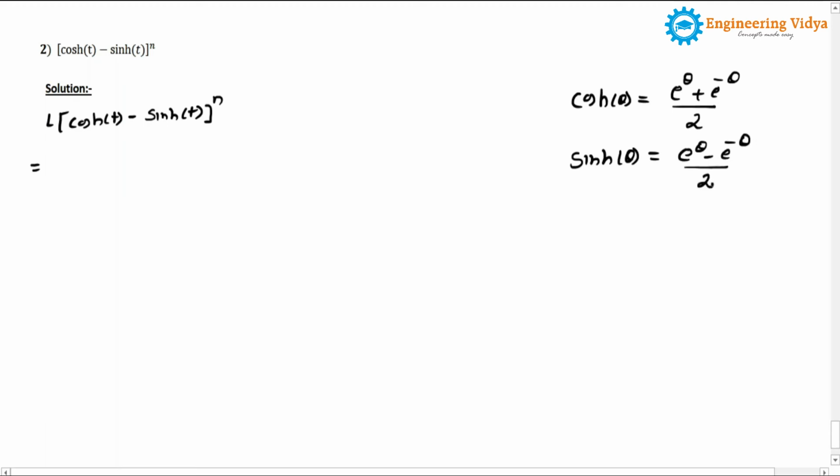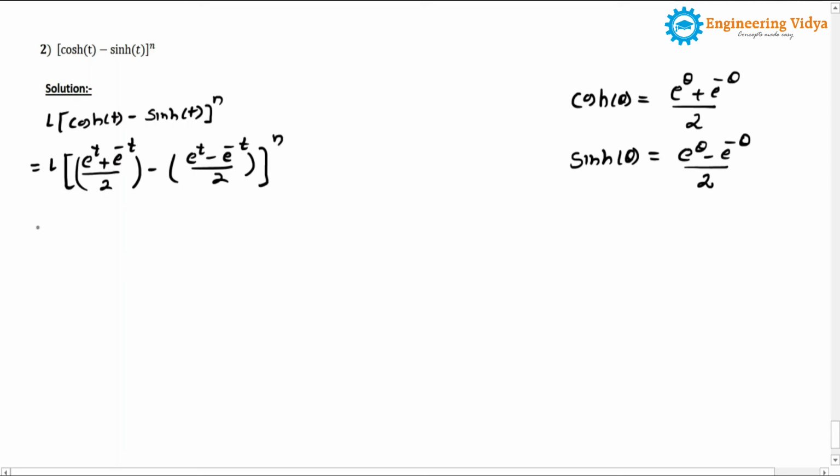This is also called Euler's formula, right? And by using this formula, we can simplify this thing. So we can apply this formula over here. Cosh of t can be replaced by e raised to t plus e raised to minus t, because instead of theta here we have t, divided by 2, right? Minus, in a similar way, sinh of t can be written as e raised to t minus e raised to minus t, divided by 2.